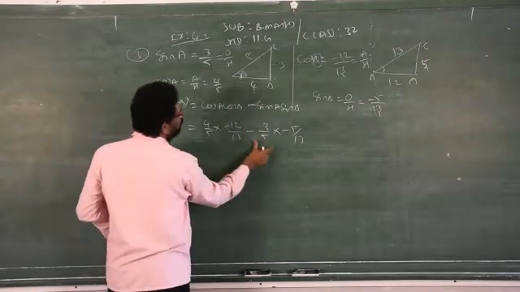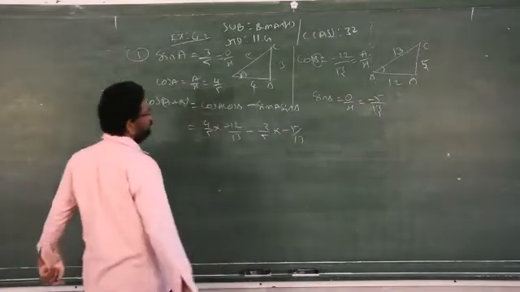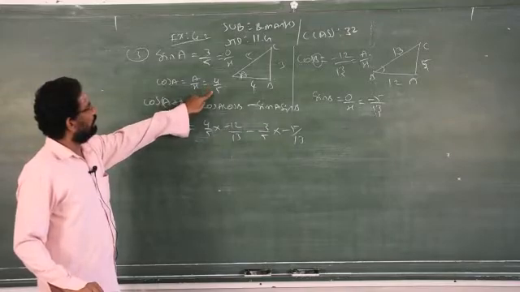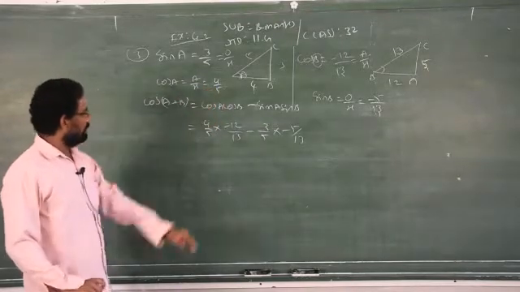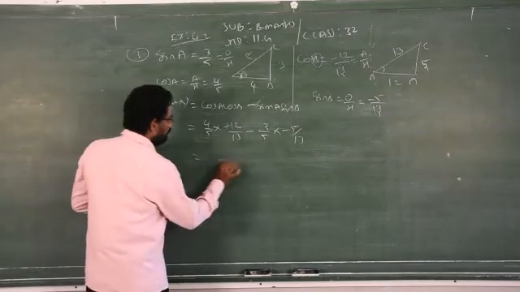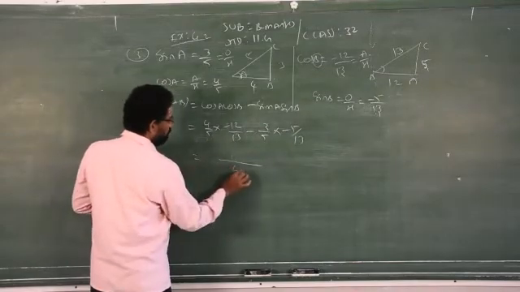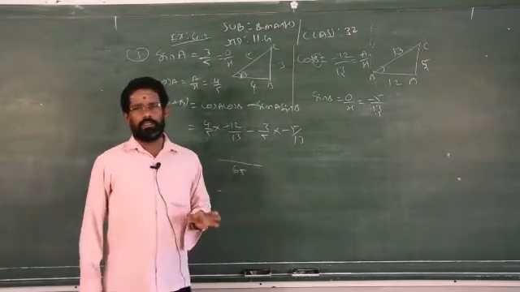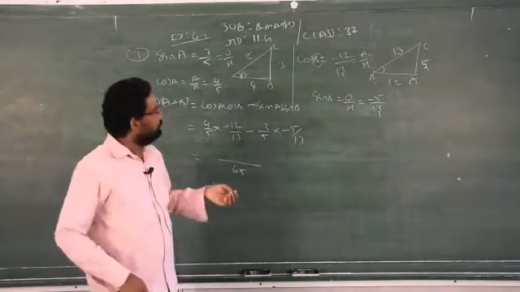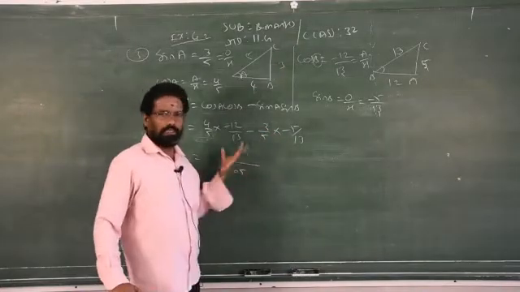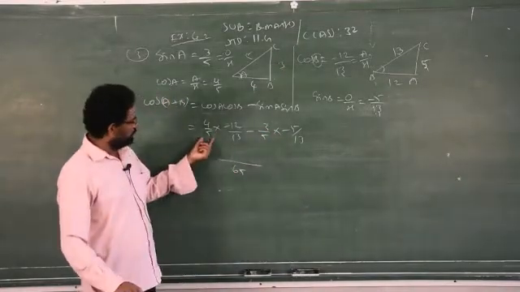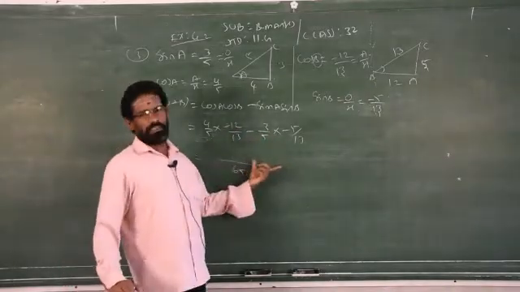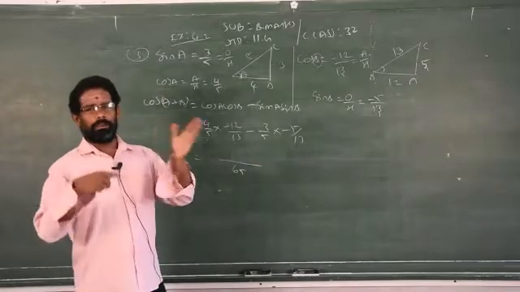Sin A is 3 by 5, sin B is minus 5 by 13, cos A is 4 by 5, that is adjacent by hypotenuse, and cos B is given already. 13 5s are how much? 65. 13 5s are 65. You can cancel these two, but if you cancel this one, then you go for the LCM method. So you see the denominator before you go for cancellation. The denominators of the first term and second term are both the same, so no need to apply the cancellation rule.